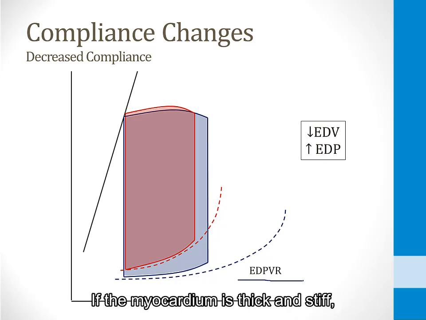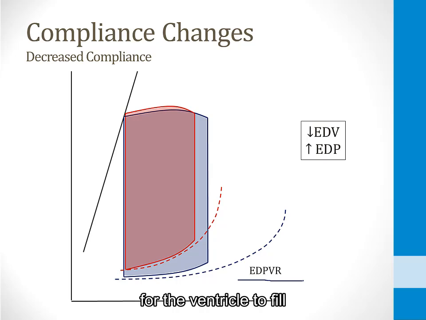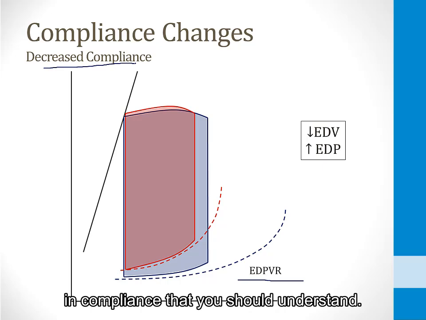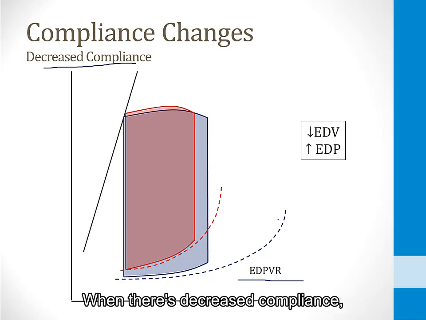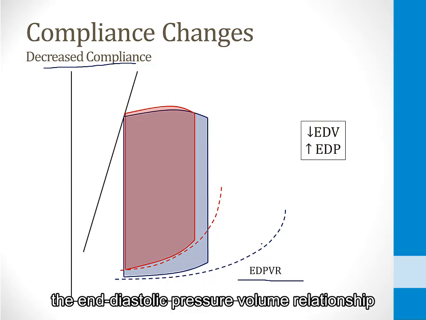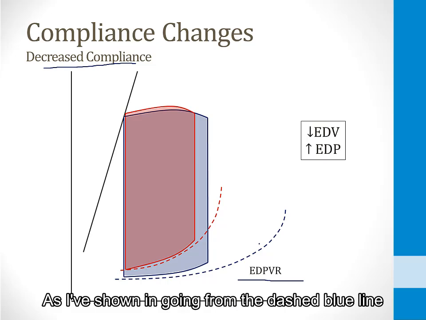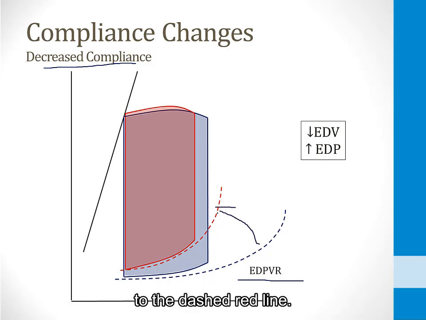If the myocardium is thick and stiff, then that will decrease the ability for the ventricle to fill, and that will lower the preload. So what I've shown on the screen here is what happens when there is decreased compliance, and this is the most important change in compliance that you should understand. When there's decreased compliance, the end diastolic pressure-volume relationship shifts up and to the left, as I've shown in going from the dashed blue line to the dashed red line.